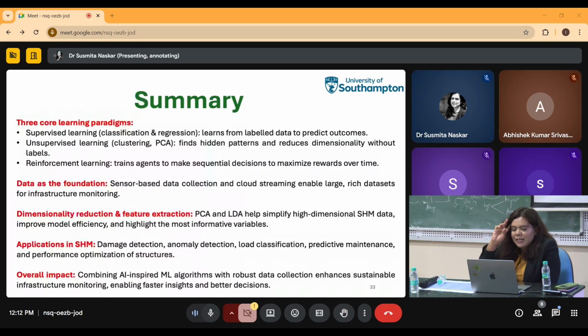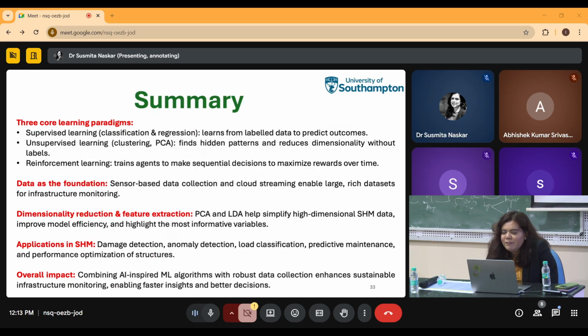And as I said, today we have seen the three main core paradigms. One is supervised learning, that's classification and regression. Then unsupervised learning, where we see clustering or PCA, that means finding the hidden patterns and reducing the dimensions. And then reinforcement learning, that means we are training the agent to make subsequent decisions, what needs to be done and how we get it to maximize the rewards over time using the trial and error method.